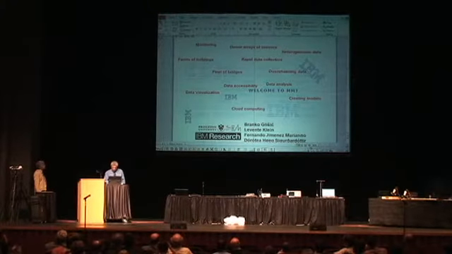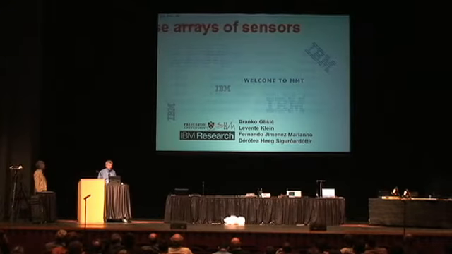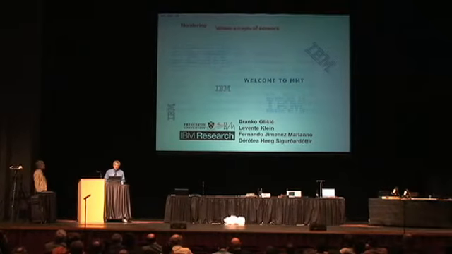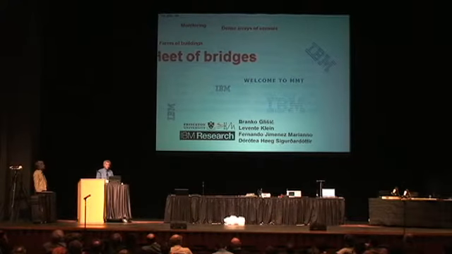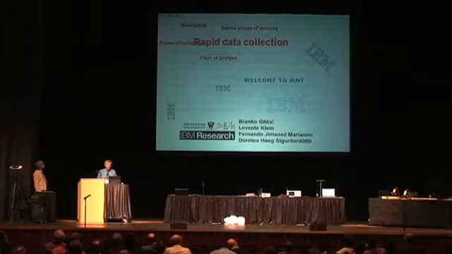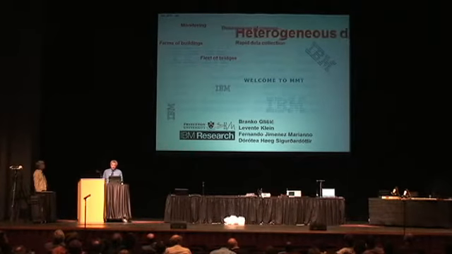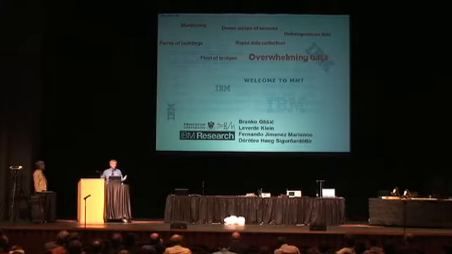Okay, so that was the introduction to the Strakers Bridge. And now let's go to the other part. So when we speak about the monitoring, either when we use dense arrays of sensors, or we have, for example, parts of building to monitor, or fleet of bridges, we definitely speak about a lot of data, about rapid data collection. We collect heterogeneous data, and we are somehow overloading the data.